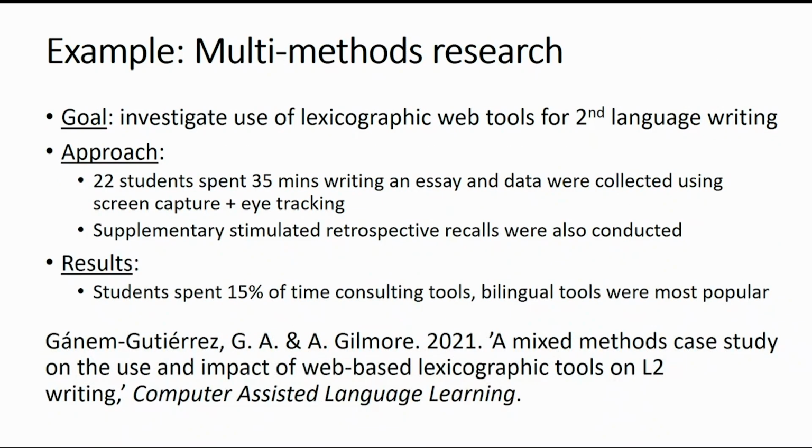And Franz had mentioned yesterday as well that we can combine methods, sometimes with a multi-method study, so using 2 different complementary approaches. Here's an example of an investigation into lexicographic web tools for second language writing. This was an investigation using students. They asked students to write an essay, and they collected data using screen capture and an eye tracker, and then they complemented that with a stimulated retrospective recall. So just taking a couple of different methods and combining them to get a sort of bigger picture.